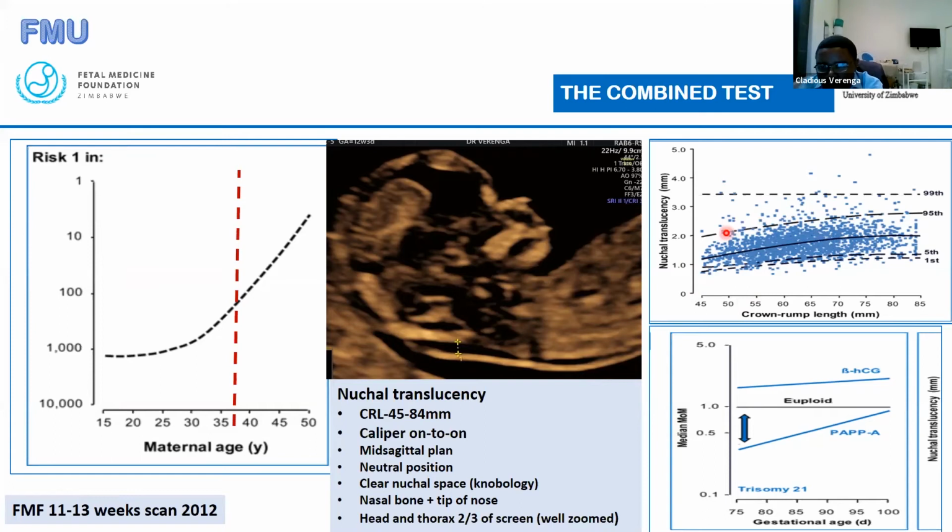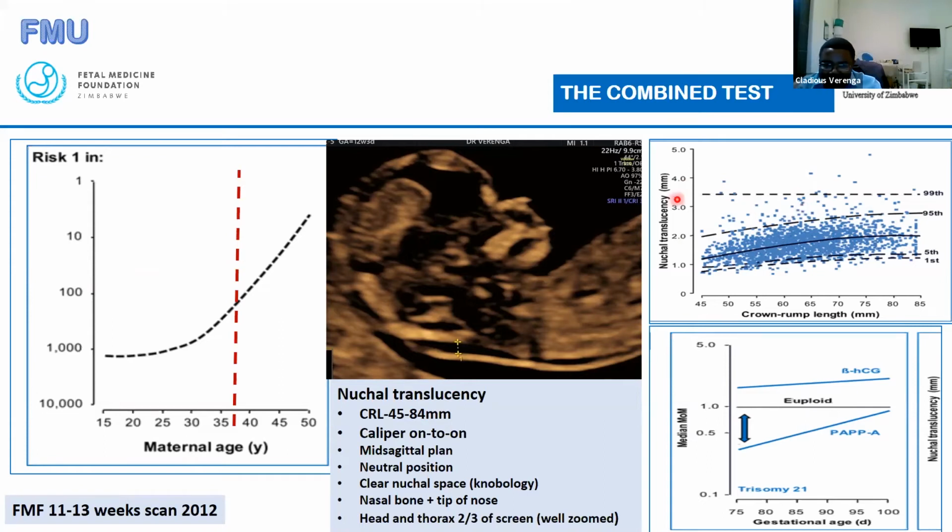However, you also have to realize that the 99th centile of the nuchal translucency is about 3.5, but some papers will report it at 3 millimeters. What is the 99th centile? The 99th centile is that value whereby we say if the measurement we have done, irrespective of the crown rump length, it will be abnormal if it is above 3.5 millimeters.